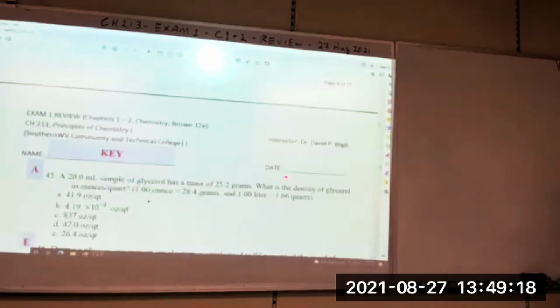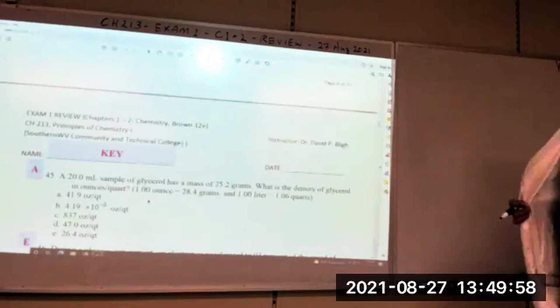Now we've got a density problem. Sometimes you can read the problem through once, but then to really find out what the problem is asking, read backwards. 20.0 mils of glycerol has a mass of 25.2 grams. What is the density of glycerol in ounces per quart? So we're looking for density, but we also want these units. So we're going from metric units to English units. But first we have to calculate the density.